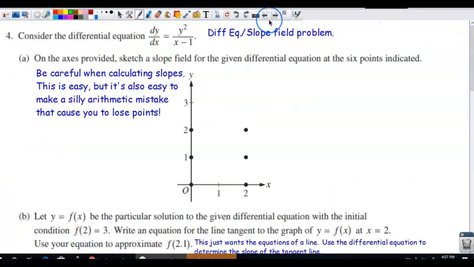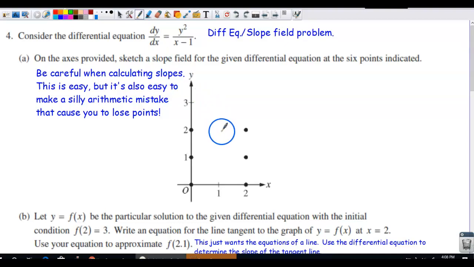Problem number 4 is a differential equation and a slope field problem. When you're doing a slope field, it's really easy, but it's also really easy to make a silly arithmetic error and lose points. So letter A, we're just simply sketching a slope field by substituting the xy values at the given points that they've indicated.